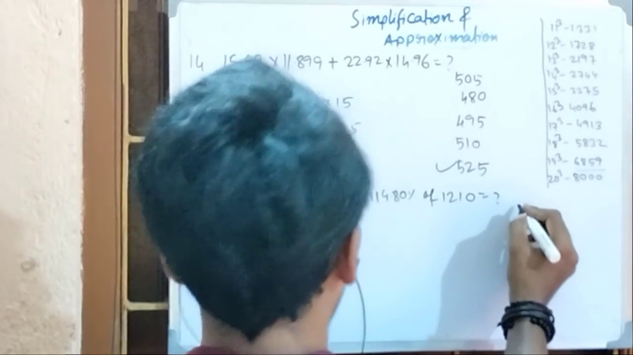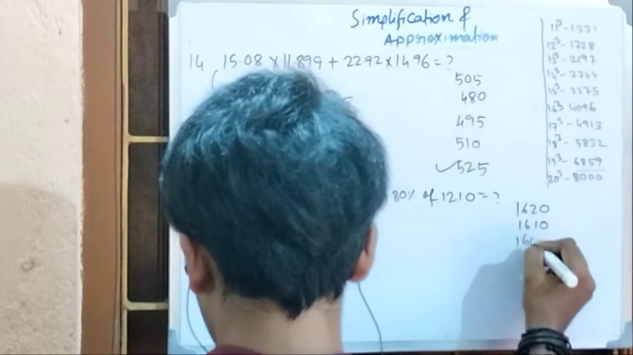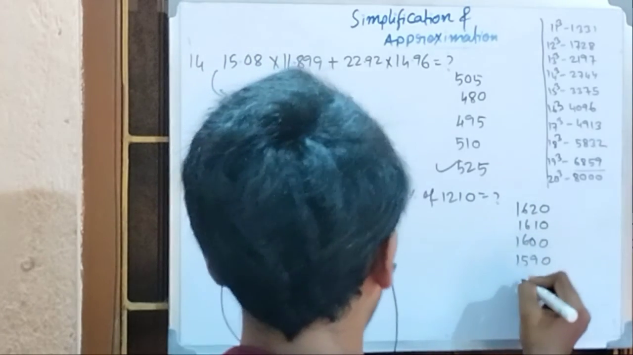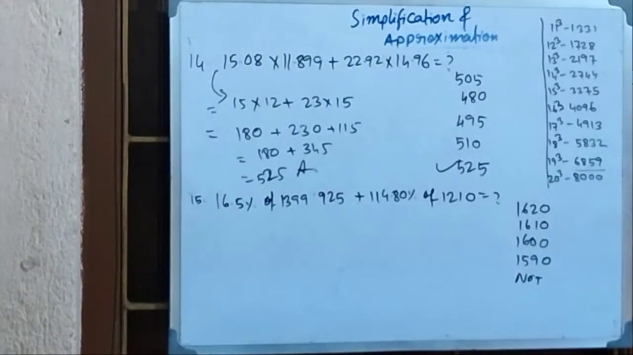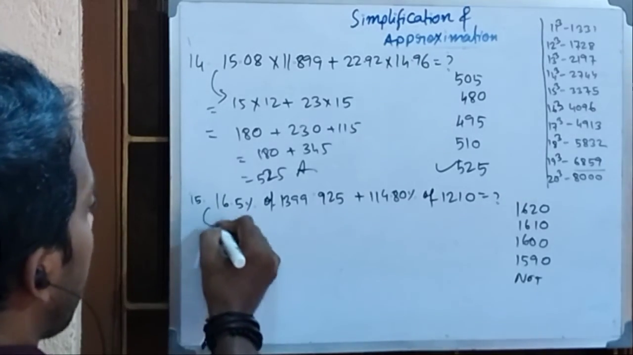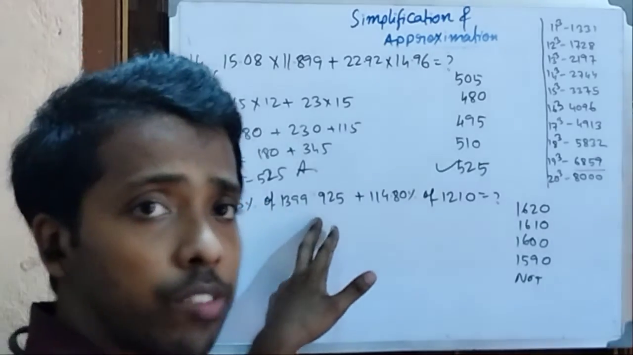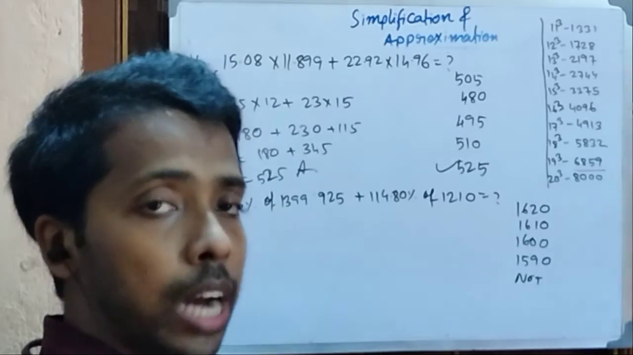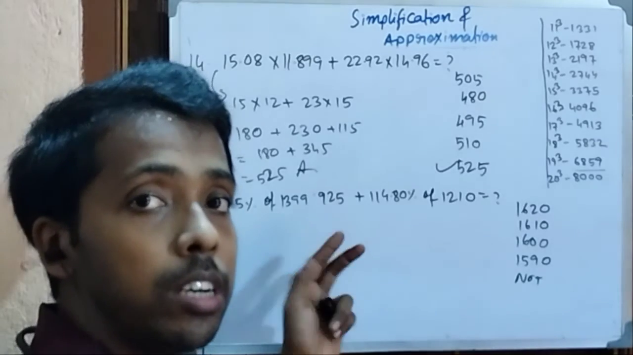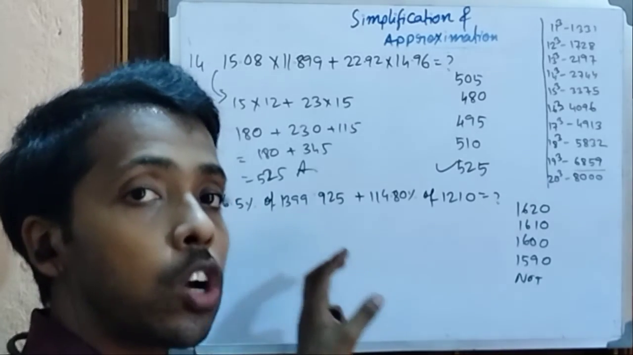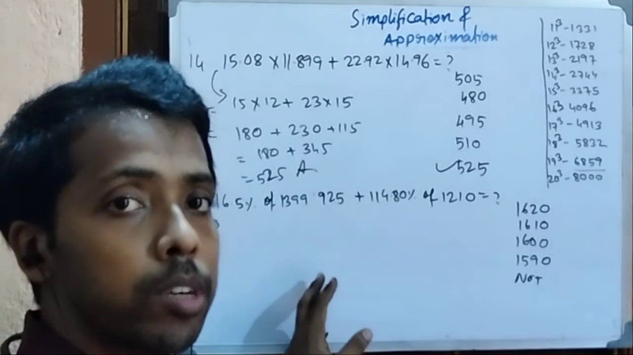There it is, and the options are 1620, 1610, 1600, 1590, and none of these. Right? So how will we move? First, before solving an approximation question, if the numbers are given in a very awkward manner, just manipulate them in your feasible terms, then solve it. Your feasible terms does not mean that you completely change the number, but you take the closest integer value, so that your calculation becomes easier.